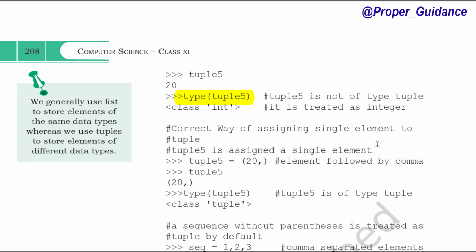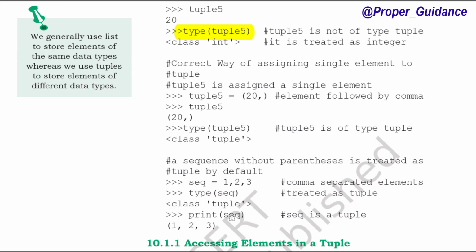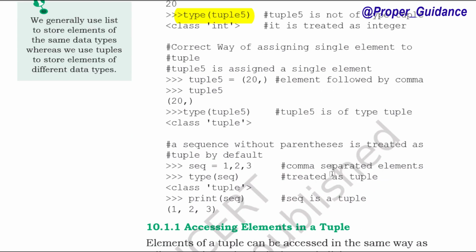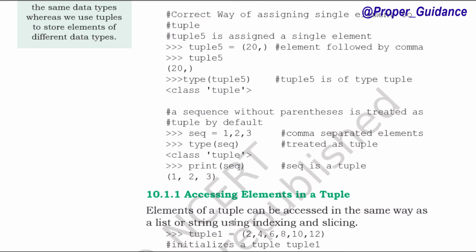Correct way of assigning a single element to a tuple: tuple5 is assigned a single element, that is tuple5 = (20,), the element followed by a comma. Then tuple5 gives 20, and type(tuple5) gives tuple. A sequence without parentheses is treated as a tuple by default. Suppose SEQ = 1, 2, 3, comma-separated elements, and type(SEQ) gives tuple.